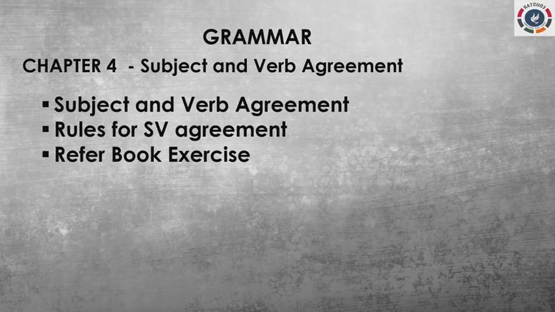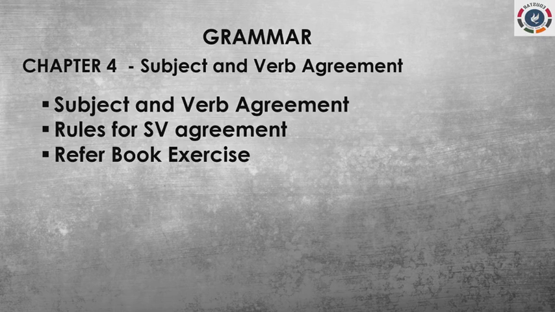Kids, the next chapter is chapter 4, Subject and Verb Agreement. In this, you should know what a subject is. Already in the third chapter, you would have come to know, right? So, subject and verb agreement. You should know the rules for subject and verb agreement, and just refer to the book exercise. In the same pattern, questions will be.